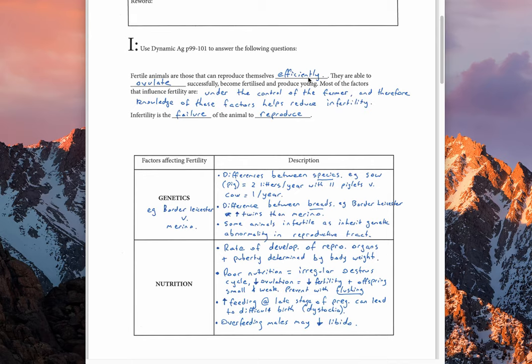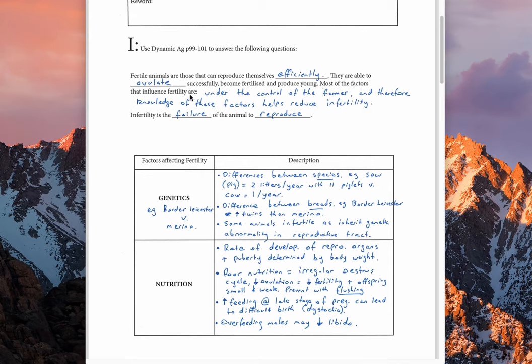If an animal is taking many years to become pregnant and just cannot get pregnant, but then one day does, it might be technically fertile, but it's not very efficient at that. So it's not going to be preferred by the farmer, and it's not going to be economical. So a fertile animal is considered one that is able to reproduce itself efficiently. They're able to ovulate or produce an ovum or an egg successfully, become fertilized, and produce young, all without any major complications.